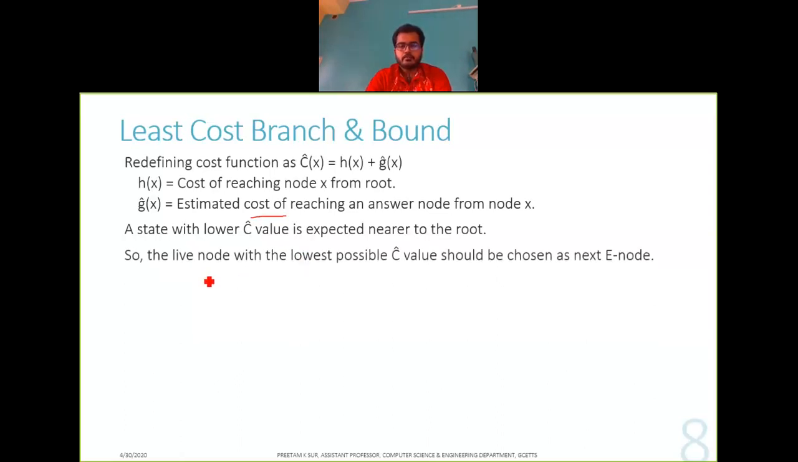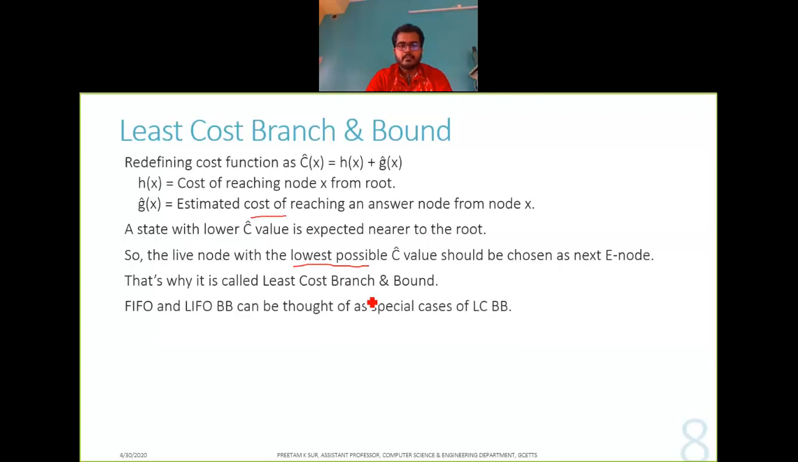So what we will do now? The live node with the lowest possible cost value should be chosen as the next E-node. So the next E-node that will be selected will be based on the lowest possible C cap value. Okay. If there is a tie, we can break the tie arbitrarily. If there is more than one state having the same cost value, which is the lowest one, we can break the tie arbitrarily. You can choose any one of them. Since we are taking the lowest possible cost, that's why it is called the least cost branch and bound method. Okay.